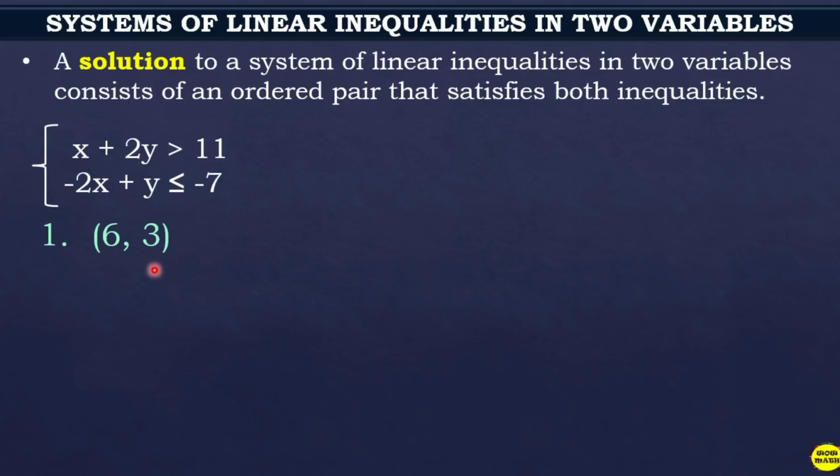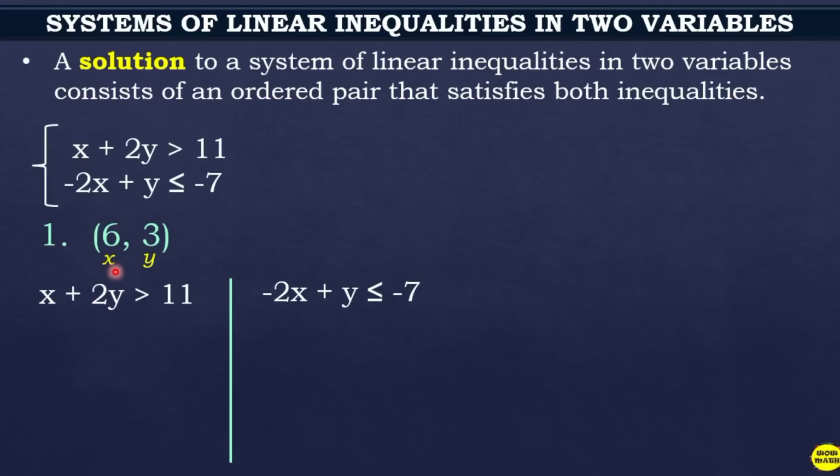Isa-substitute mo si x at si y dito sa dalawang inequalities mo. Okay, so pag sinubstitute mo si 6 sa x, si 3 sa y, dapat parehong mag-true statement siya. Kapag nag-true statement siya pareho, ibig sabihin solution siya. Kapag kahit isa lang dyan nag-false, ibig sabihin hindi siya solution. Okay? So we need to get 2. Dapat dalawang true statement.